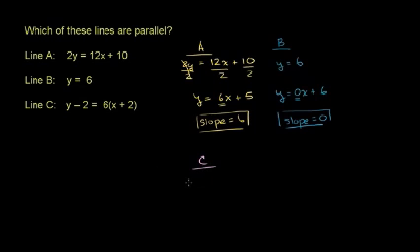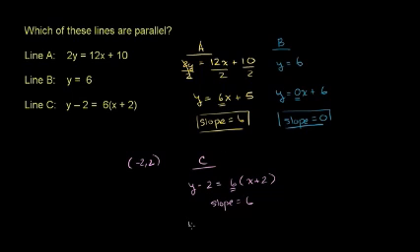Line C is y minus 2 is equal to 6 times x plus 2. And this is actually in point-slope form, where the point is x equal to negative 2, y equal to 2. The negative 2 is represented here because you're subtracting the points. And the slope is 6. So we already know that the slope is equal to 6. And sometimes people are more comfortable with slope-intercept form. So let's put it in slope-intercept form just to confirm that the slope will still be equal to 6.